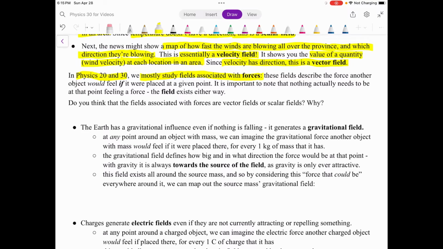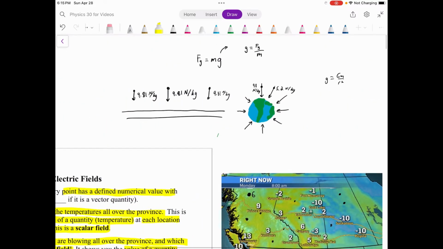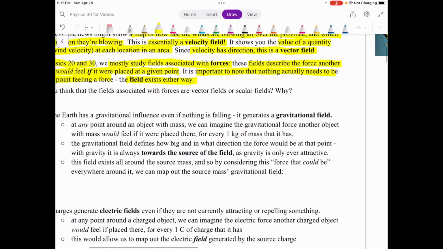All fields just map out an area with respect to some quantity. For force fields, like the gravitational field you studied in Physics 20, or the electric field we're going to study now in Physics 30, the quantity they're mapping out is the force that another object would feel if it were placed at a given point. And again, like we just saw, it's important to note that nothing actually needs to be at that point feeling a force. The field exists either way, right? Earth has a gravitational influence here. Even if there's nothing there, we can still think about the force that an object would feel if placed there for every kilogram of mass that it has, okay?